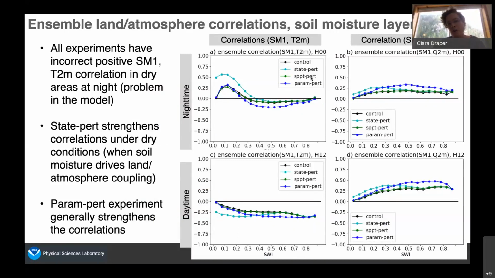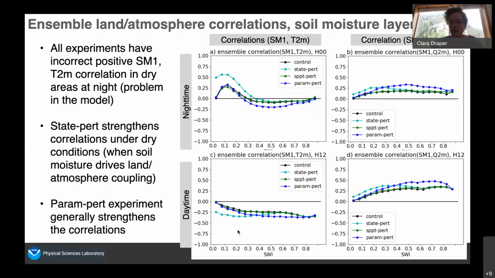First of all, if we look at this top left plot, the correlations are positive between soil moisture and 2-meter temperature during the night in dry conditions. This is actually incorrect, and this is an issue in the model. It's not related to my particular perturbation approaches. But stepping aside from that, if we look at the state perturbation experiment, you can see that during dry conditions, it has generally increased the pre-existing correlations.